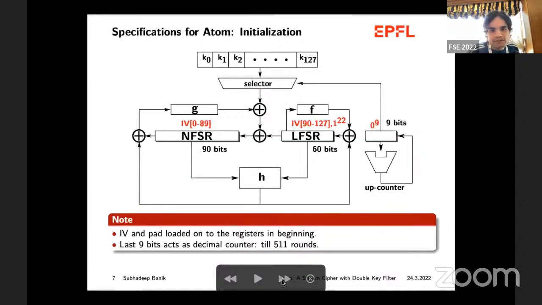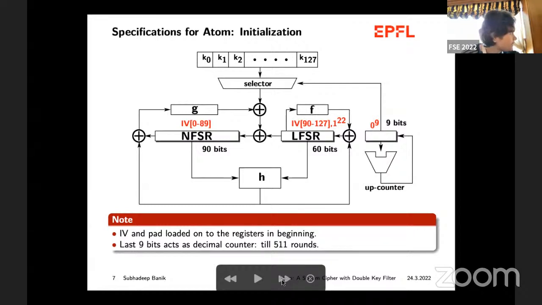Now, let me come to our construction. The people who are familiar with the Grain structure would recognize this kind of structure. It's the basic Grain structure, and our main design philosophy has been to react to attacks against Sprout and other similar structures, and to reason within ourselves how best to come up with solutions to counteract known attacks. So our construction uses a 159-bit state and a 128-bit key. We have a nonlinear register of size 90 bits, a linear register of 60 bits, and a decimal up counter which counts up to 511.